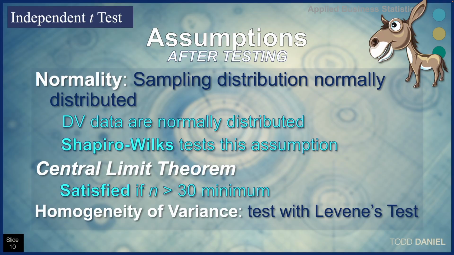There are some assumptions that we can only evaluate after we have collected the data. The first would be normality. The assumption is that the sampling distribution is normally distributed. And we have a shortcut for determining whether that is the case, and that is that we measure the dependent variable data to assure that they are normally distributed. Typically, we use a Shapiro-Wilk test for this assumption.